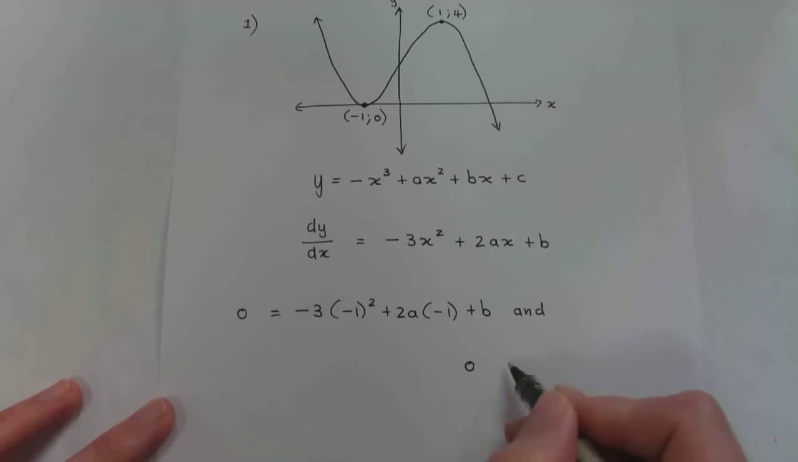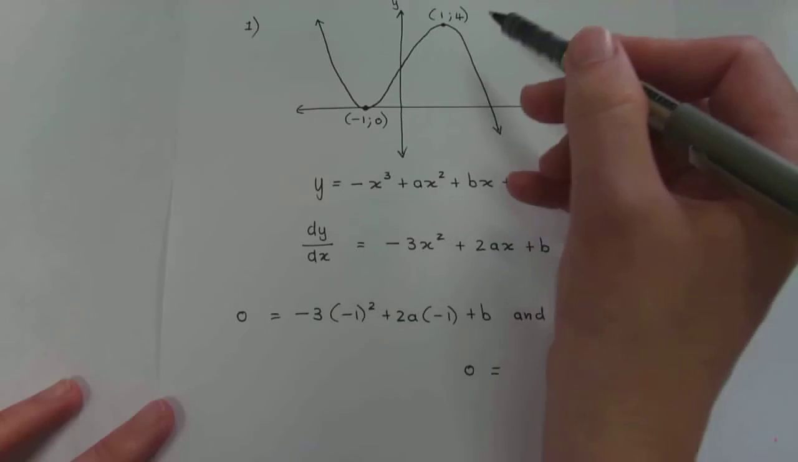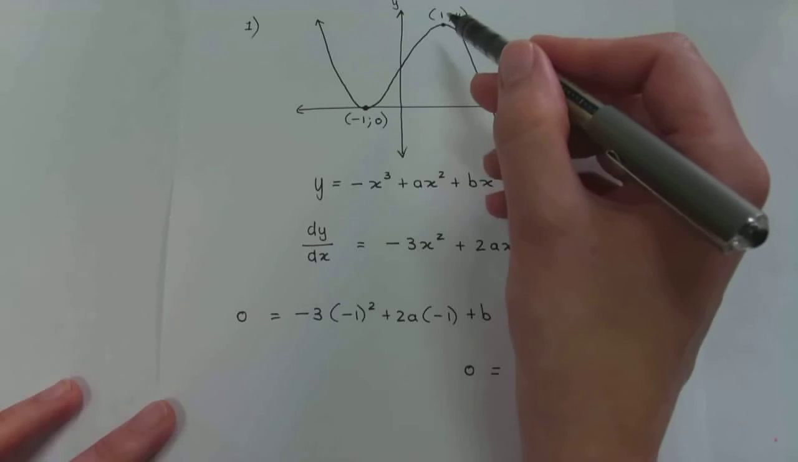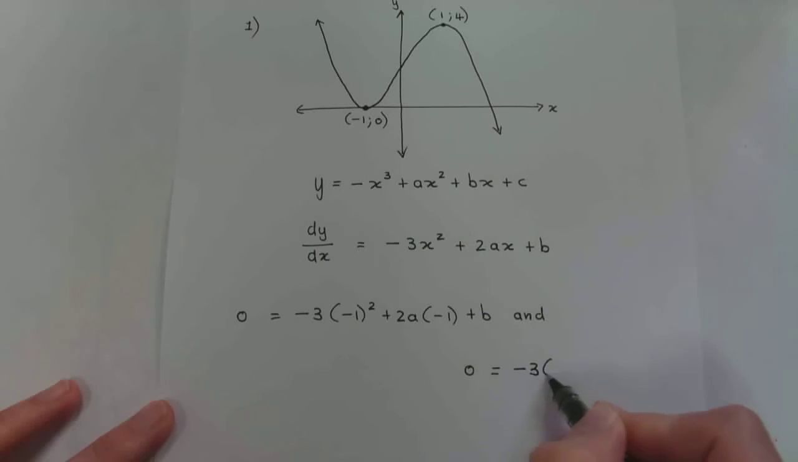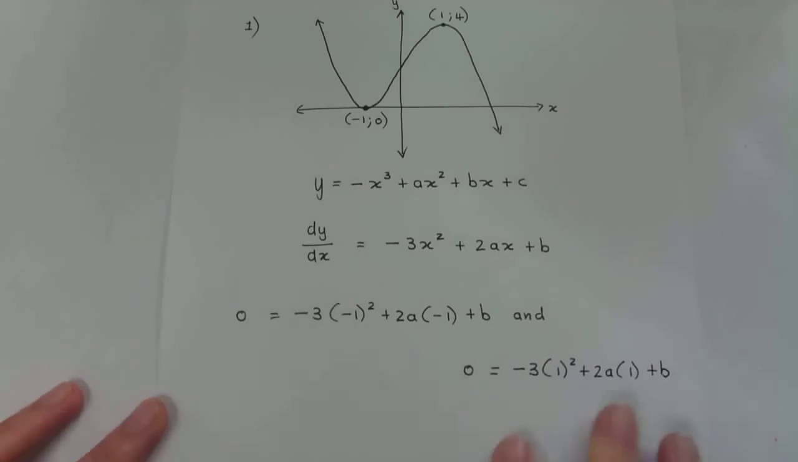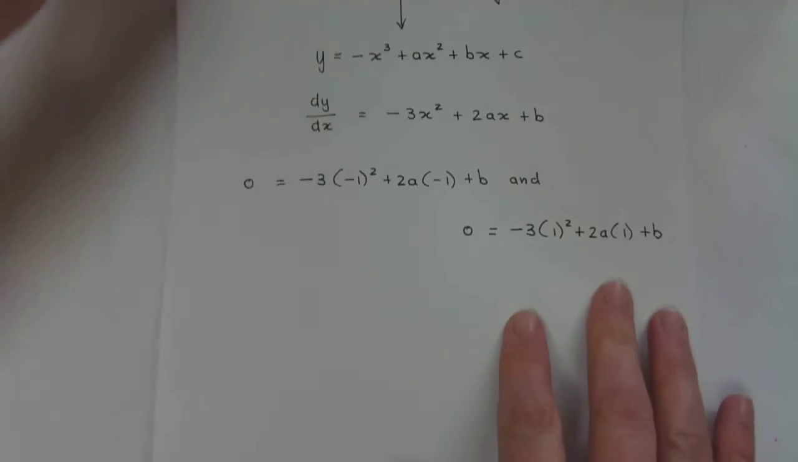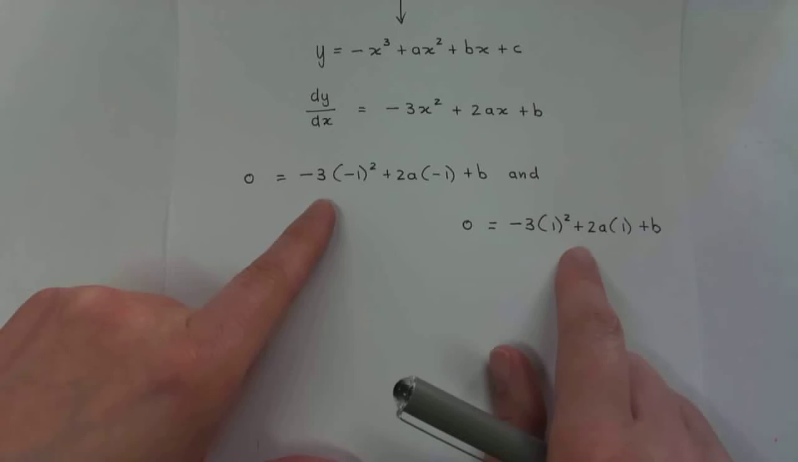So I know the gradient is 0, and I know that happens at the turning point where x is equal to 1. So I substitute 1 into these x values. So that's minus 3 times 1 squared plus 2a times 1 plus b. So there are my two equations that I now have to solve simultaneously to get the a and the b value.